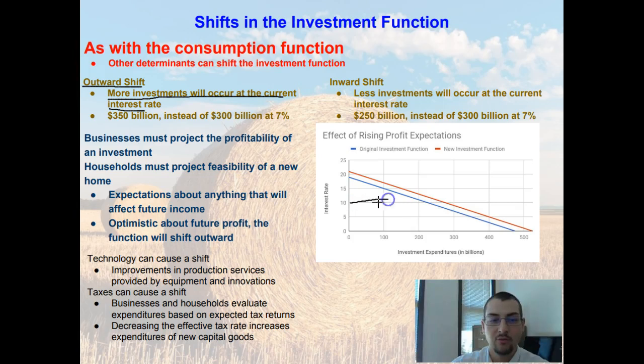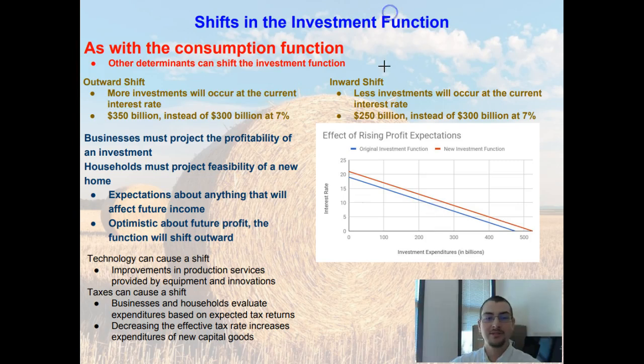Just like right here, an outward shift would be going from the blue to the red line, and at 10%, we were at $225 billion. Now we're at $275 billion. Interest rates are still the same, but all of a sudden we're investing more. Another example would be that we're now investing $350 billion rather than just $300 billion at 7%.